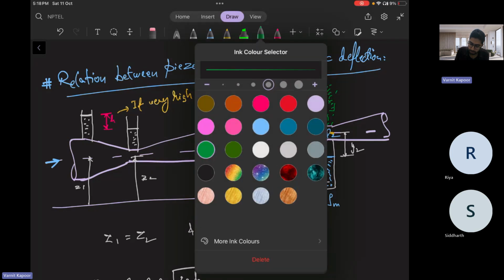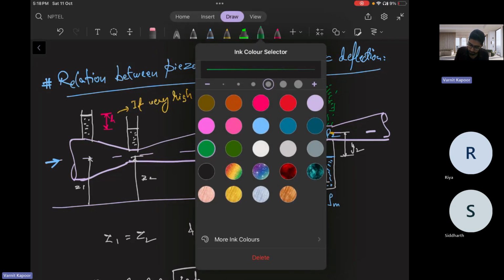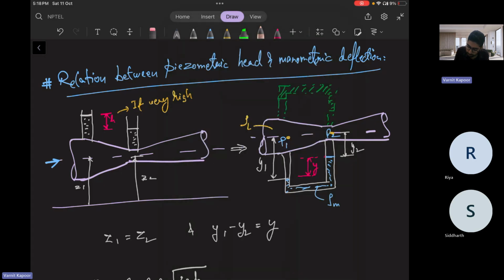Let's suppose this much is y, and this is rho m dash, not rho m. So in such scenarios, your h will be (1 minus rho m dash by rho l) into y. Okay, for inverted manometer scenarios. Just wanted to highlight this point.